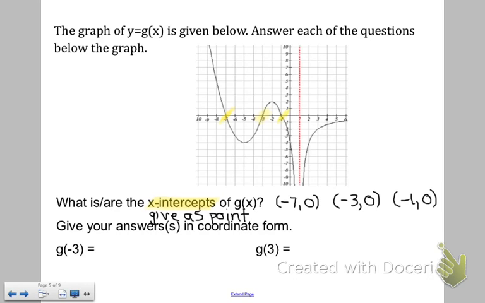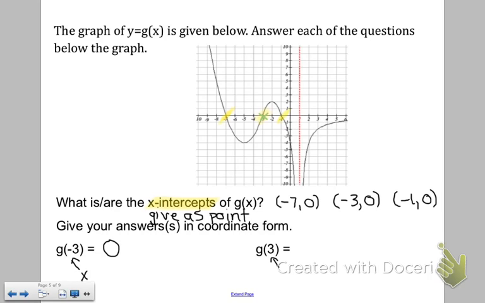Now, the next questions ask us to evaluate numbers on this graph. So, if I'm looking for g of -3, remember that this -3 is an x value. So it's asking me, when x is -3, what is my y value? So if I check out this graph, when x is -3, my y value is 0.